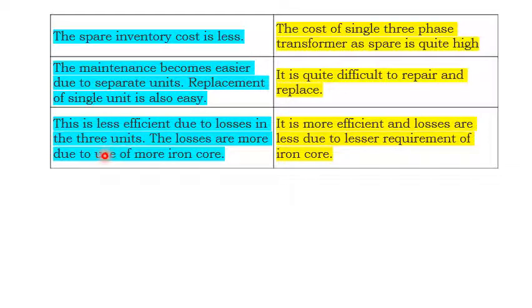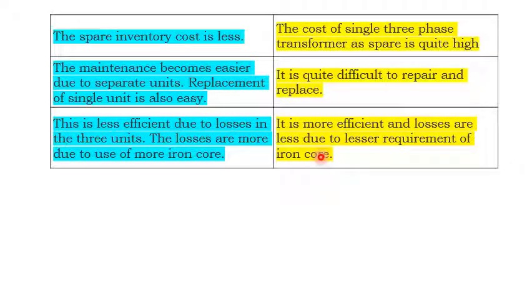One more difference: the bank of 3 single phase transformers is less efficient due to losses in the 3 units. The losses are more due to the use of more iron core. Obviously, as 3 single phase transformers are used, the requirement of the core for each individual transformer will be more, so the core loss and copper loss will be more in the bank of 3 single phase transformers.